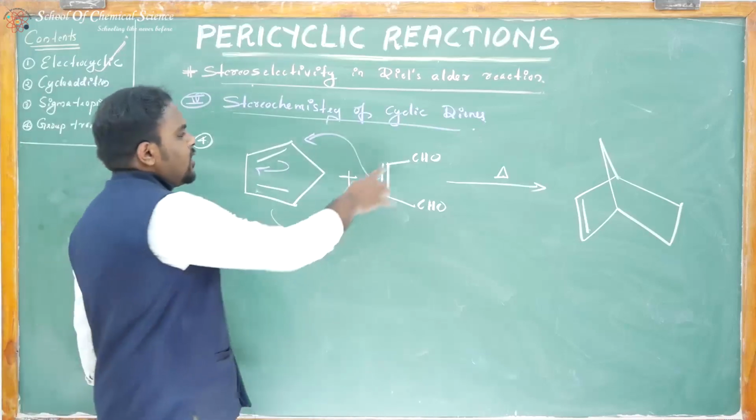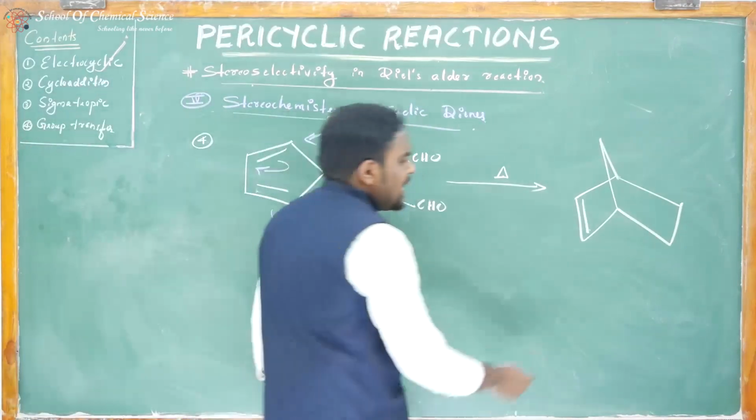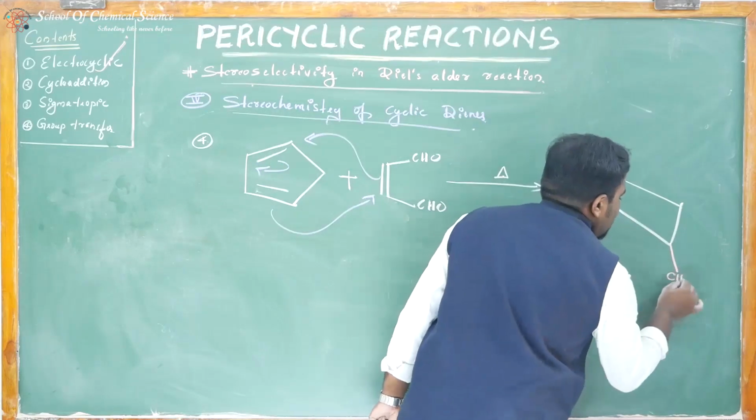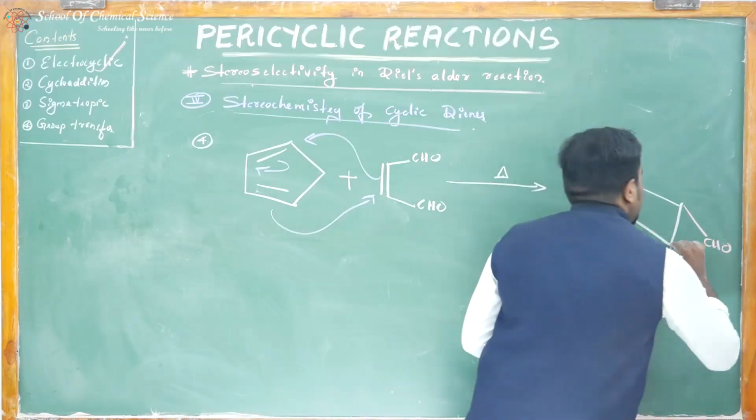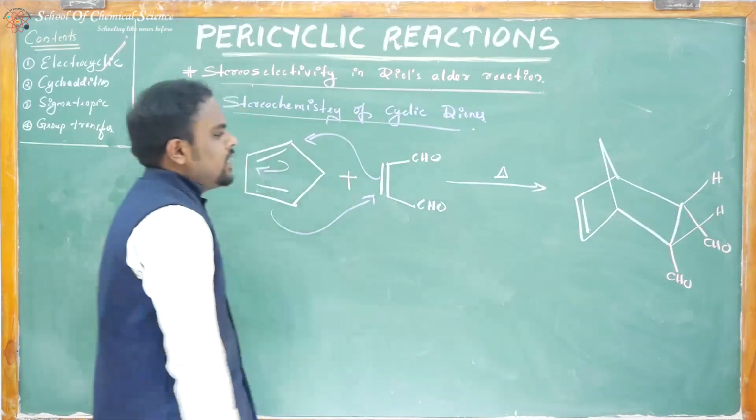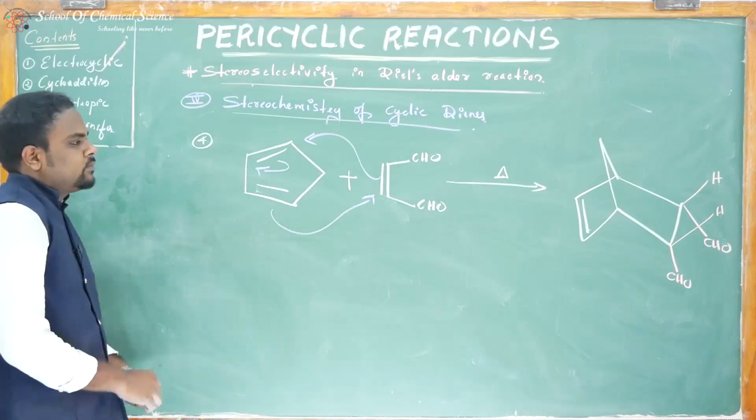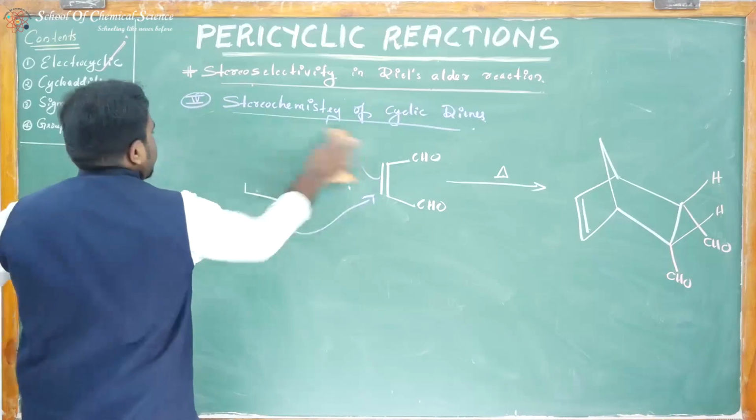Then what is the stereochemistry of these two? Both are cis and also withdrawing groups, so they will be in endo position. Withdrawing group in endo position, so the corresponding hydrogen will be in exo position. Okay. Then the last question, the 5th question.